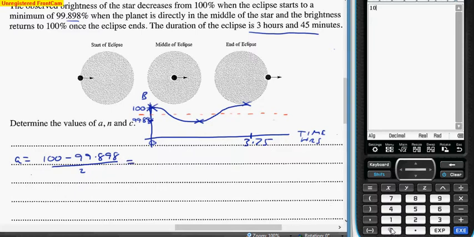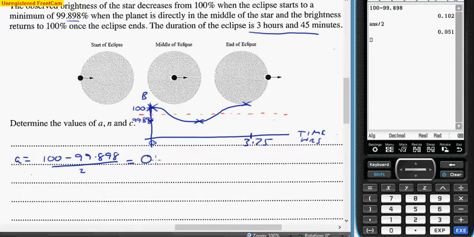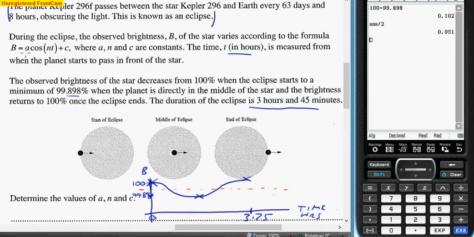I'll just use my calculator for working that out. That's 100 minus 99.898, which comes to that, and divide by 2, and we get that. So A is 0.051. That's the A part done.